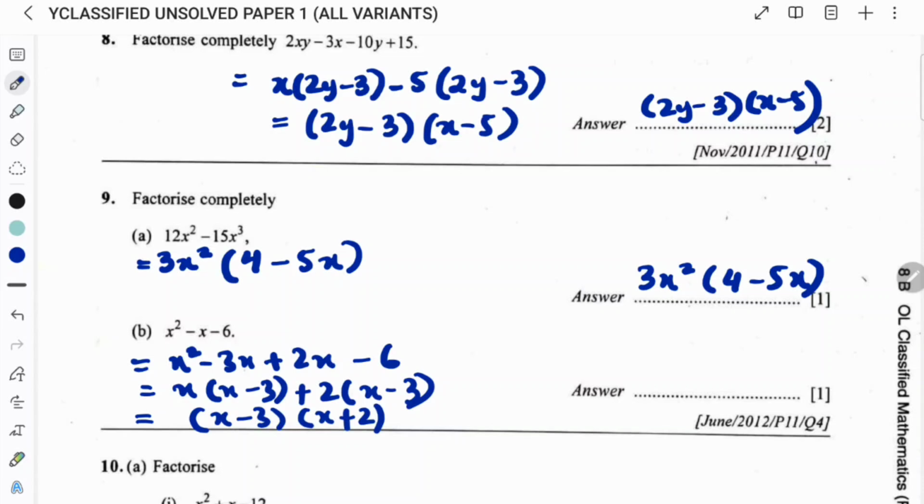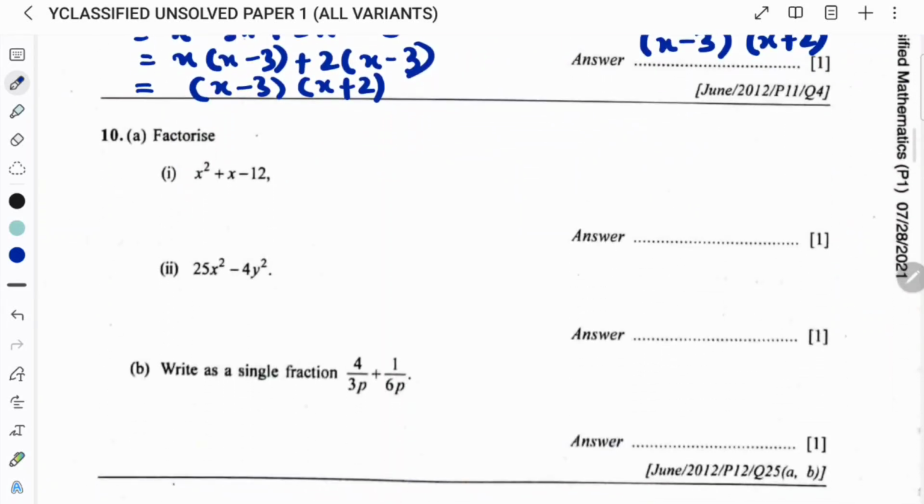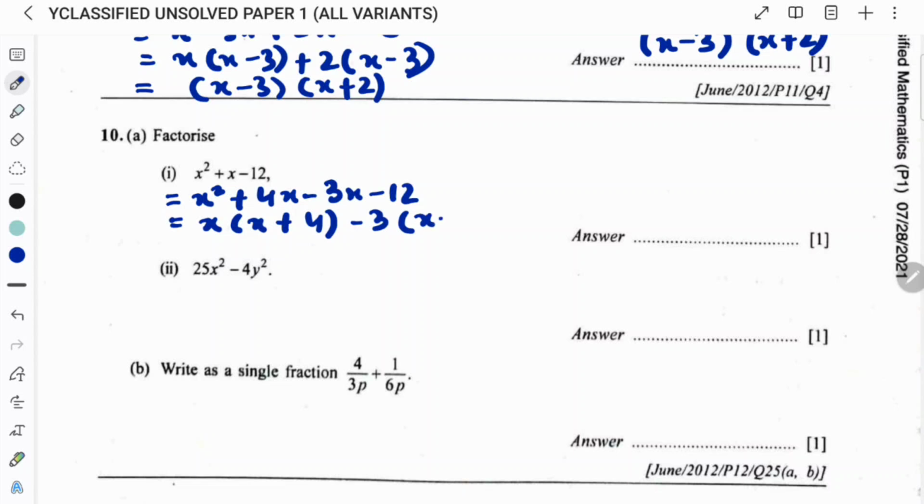But those students, they don't know or remember. Everyone needs to practice again. Okay, x plus 2. The next thing, question number 10. Factorize the following. In question number 10, they are giving you the question x square plus x minus 12. So we have 4 threes are 12. x square plus, because the product is negative, and then you write down 3x minus 12. Then x common, x plus 4, minus 3 common, x plus 4, then x plus 4 and x minus 3 is your answer. x plus 4 and x minus 3.